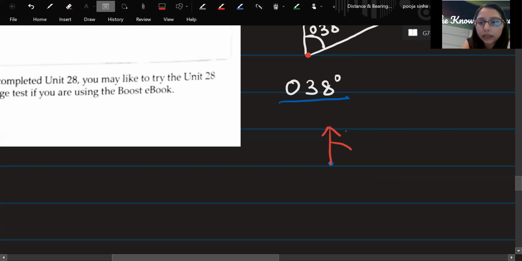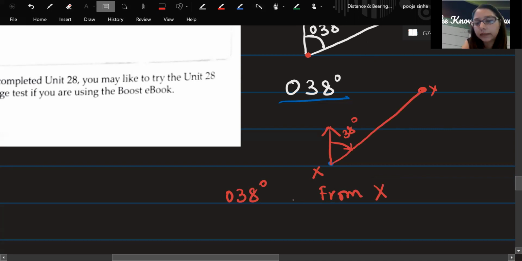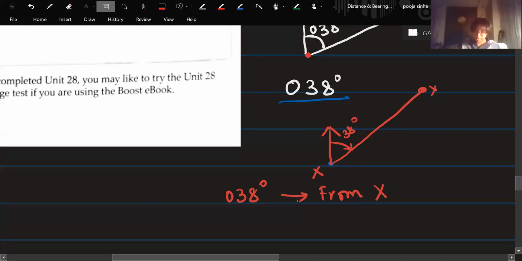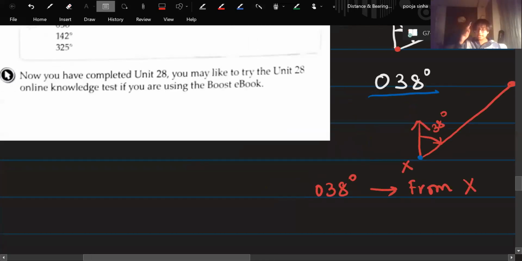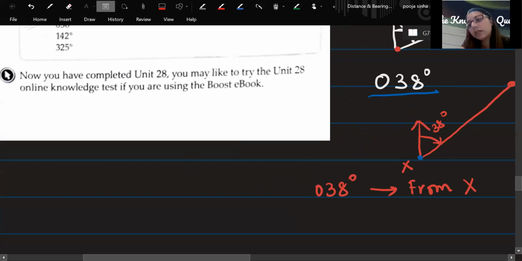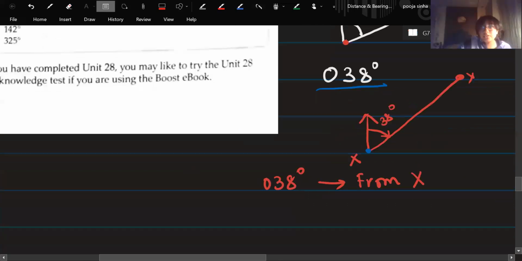Then from here, you will make an angle of 38 degrees, and then you will make a line. So suppose I call this X and this Y. So from X, you will write 038 degrees from X. Okay? This is where the protractor point ends, the 38, that's going to be Y, and the point where we started is going to be X. Right. Can I annotate and show it? Like this. Yeah, okay.